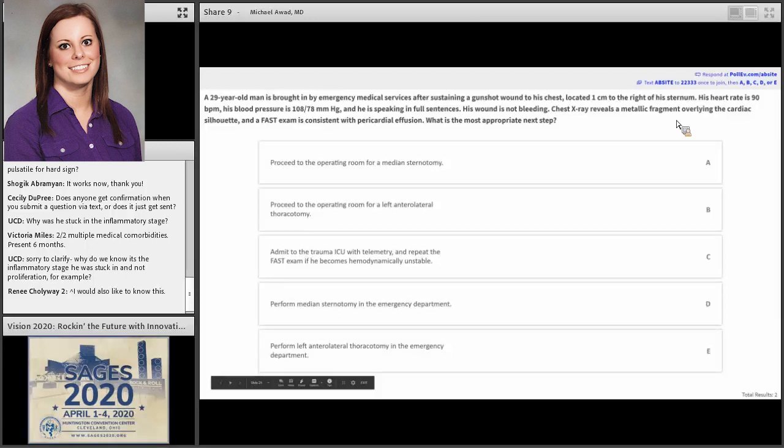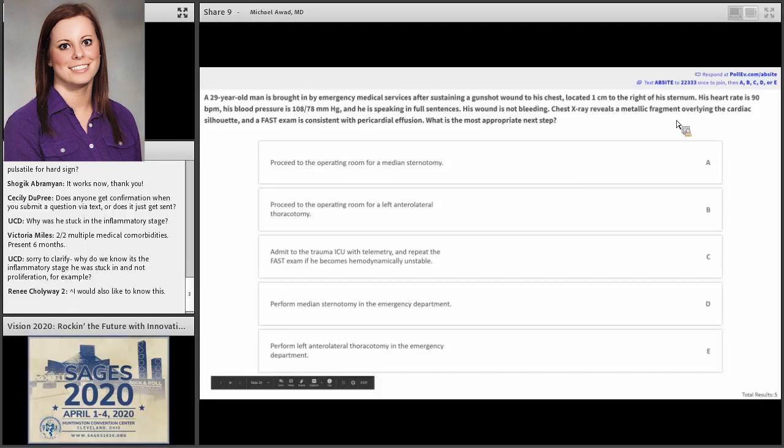A 29-year-old man is brought in by emergency medical services after sustaining a gunshot wound to his chest, located 1 centimeter to the right of his sternum. His heart rate is 90 beats per minute. His blood pressure is 108/78, and he is speaking in full sentences. His wound is not bleeding. Chest X-ray reveals a metallic fragment overlying the cardiac silhouette, and a FAST exam is consistent with a pericardial effusion.